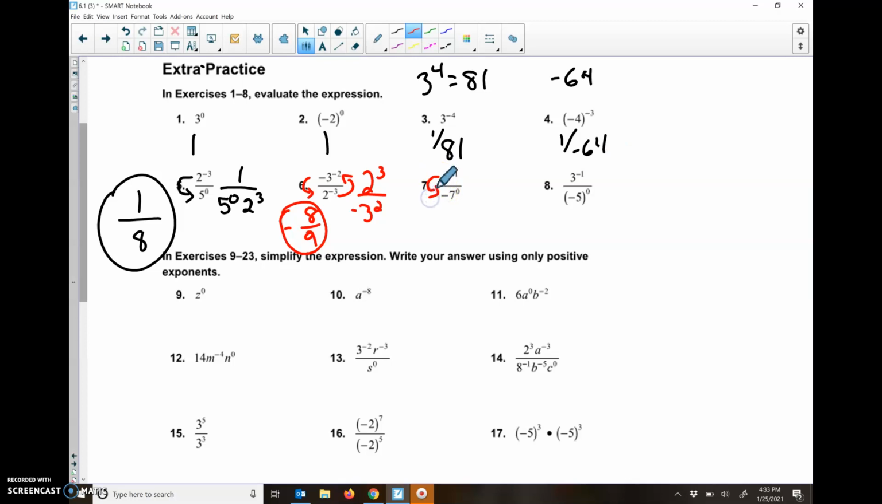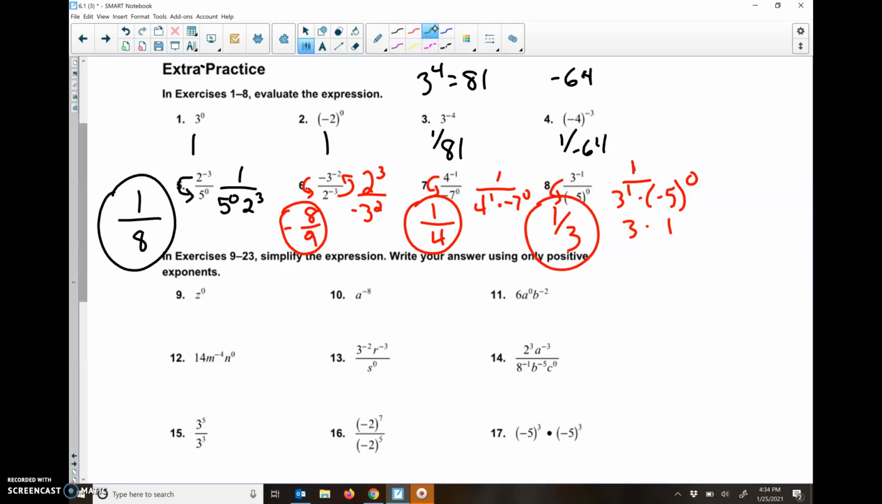Okay, so let's flip this again. 4 to the negative 1st power flips to the bottom. We don't have to flip that 0 because it's not negative. So now we have 1 over 4 to the 1st power times negative 7 to the 0 power. Well, 4 to the 1st power is just 4. Anything to the 0 power is 1. So we're just left with 1 over 4. Same thing with number 8. We're flipping it. So it becomes 1 over 3 to the 1st power times negative 5 to the 0 power. Again, anything to the 0 power is 1. 3 to the 1st power is 3. So I end up with 1 over 3.